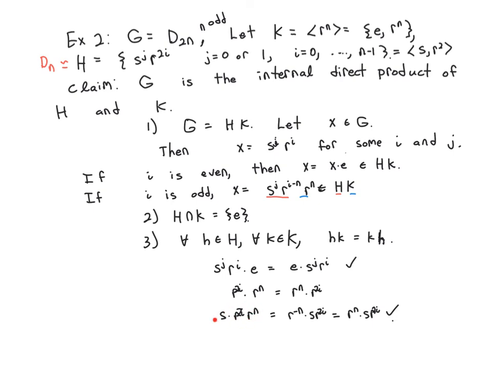Similarly, if I multiply a reflection by this 180-degree rotation, well then by the way the group operation works, I can move the rotation operation past s by negating the exponent. But this just replaces clockwise with counterclockwise, and a counterclockwise 180-degree rotation is considered the same as a clockwise 180-degree rotation. So these are still the same elements, and look, it's commutativity again. So this condition is satisfied. So our claim is true. G is the internal direct product of H and K.